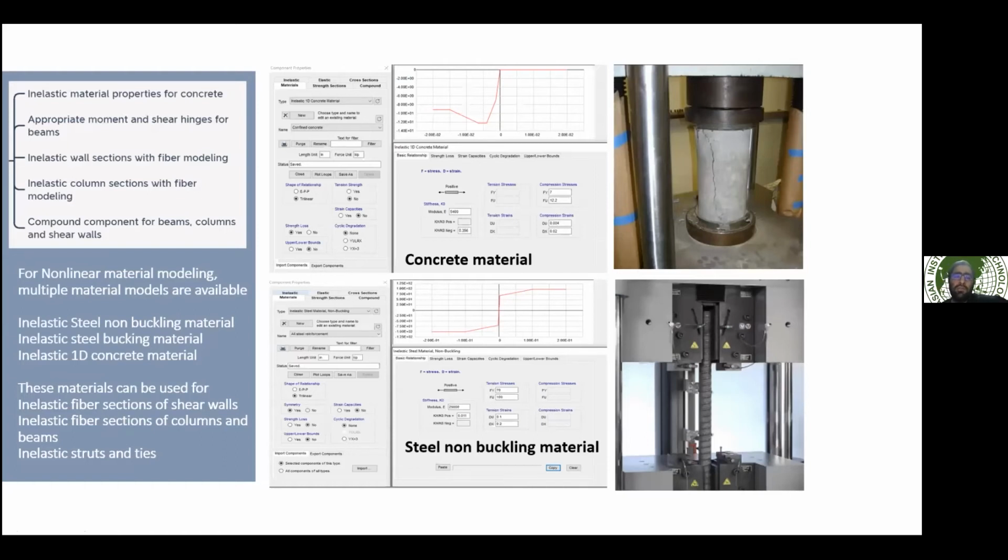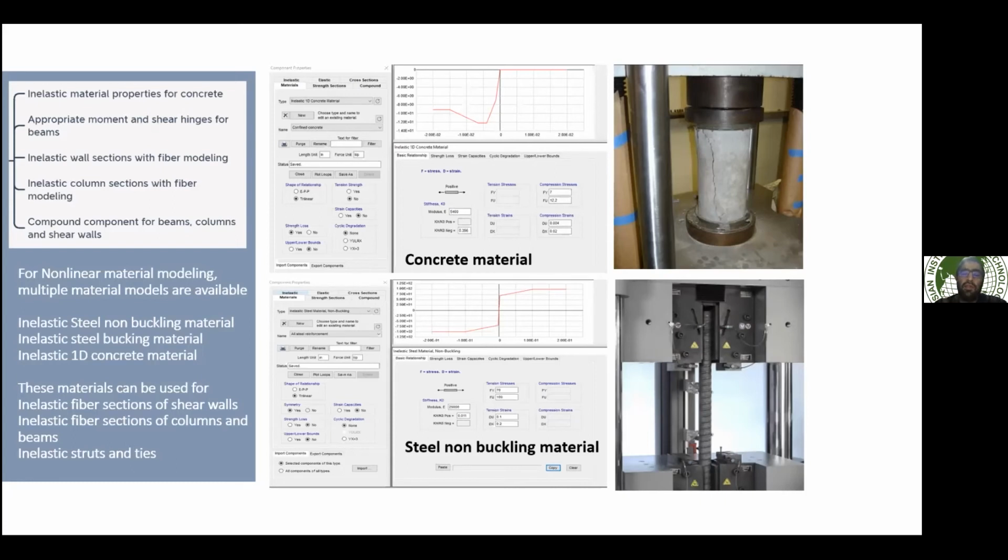Some definitions that you will need in your nonlinear model, especially if you have area elements, or you can use them in line elements as well, are the material stress-strain relationships. You will need these stress-strain relationships to define your fiber sections, similar to the way that we have in ETABS as well. The only difference here is that the PERFORM backbone relationship is limited to 5 points, whereas in ETABS you can have as many points as you want for your material stress-strain relationship.